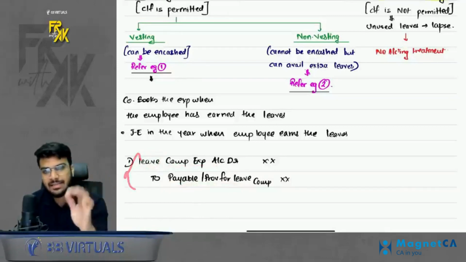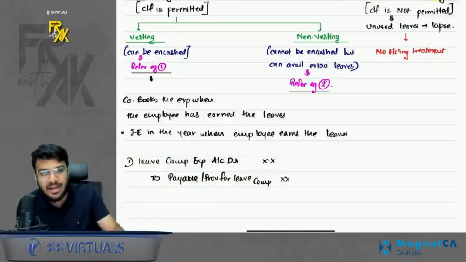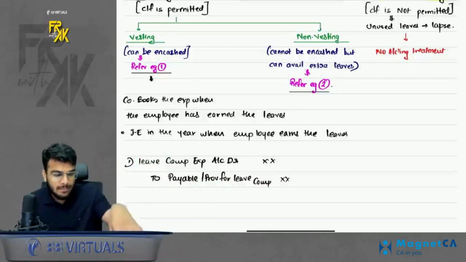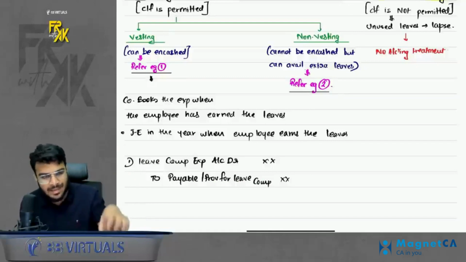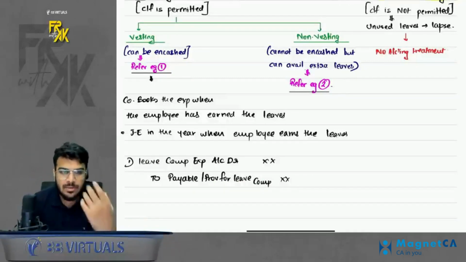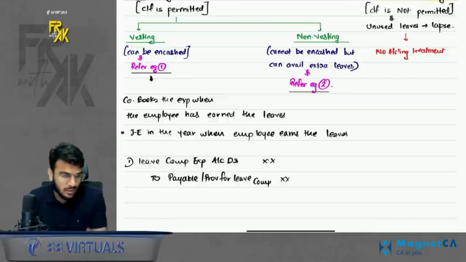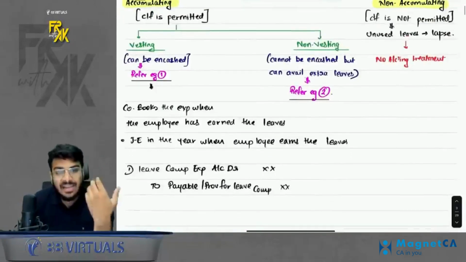Why? Because even if the employee might encash it in the next year, the employee has earned it in the current year. So matching concept, when the employee earns it, that period's expense is it for the company. So the company's expense is for the current year and not for the next year. Do remember.